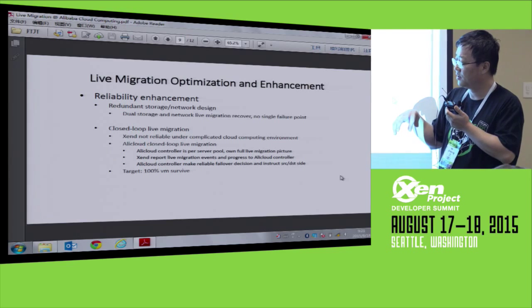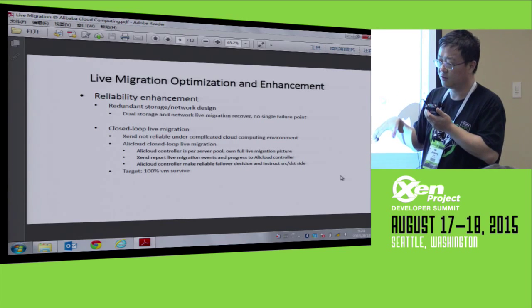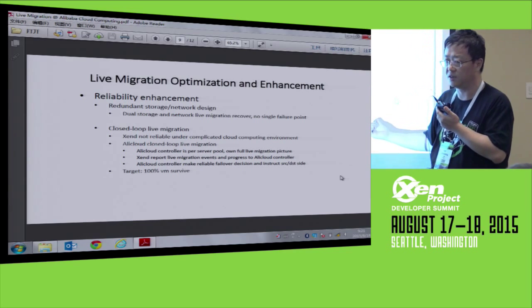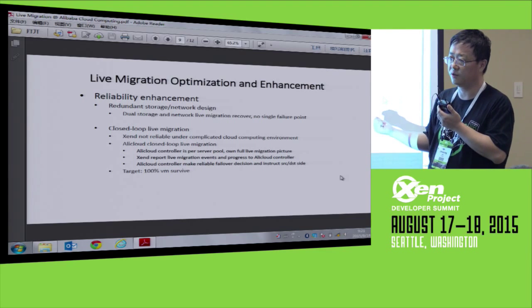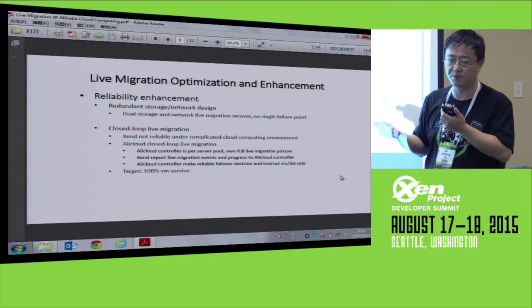In the cloud environment, sometimes the source or destination side will fail because of different kinds of reasons. For example, in our real cloud environment, we once met a problem.